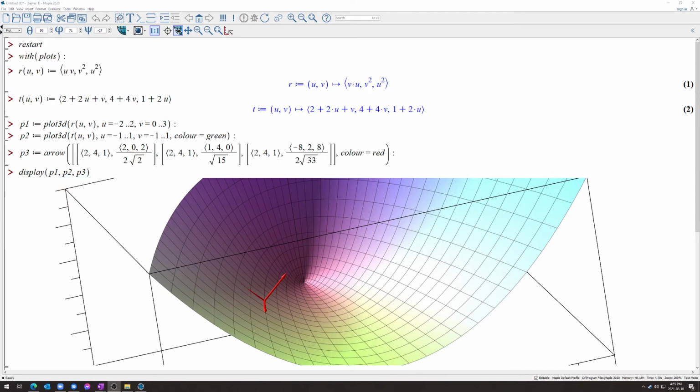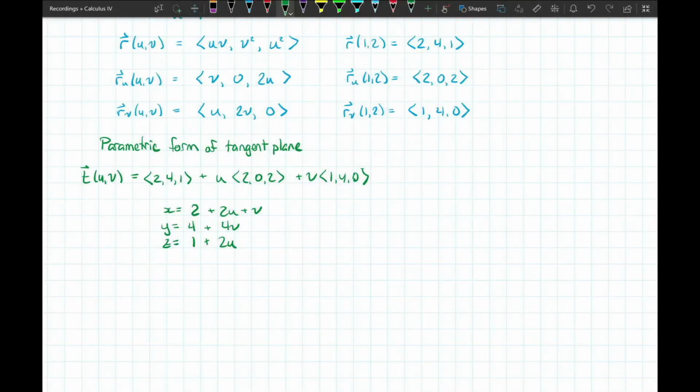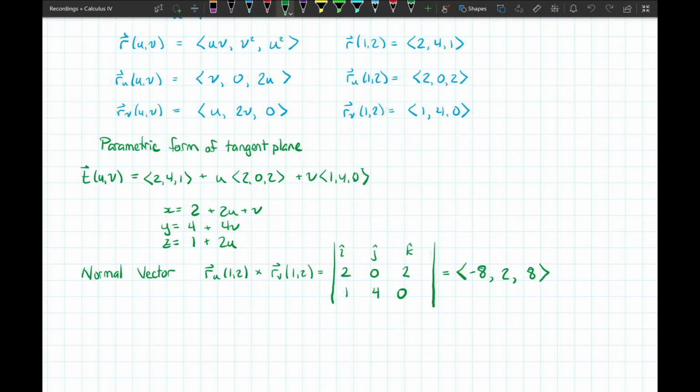All right, well, let's go back to the notes here and then take a look at what this equation of the tangent plane would look like if we simply made this an equation in Cartesian coordinates. Let's start by calculating that normal vector. We're going to take the cross product of 2, 0, 2 and 1, 4, 0. And that gets us the normal vector negative 8, 2, 8. And that was that third vector I plotted in Maple. I just made it a unit length.